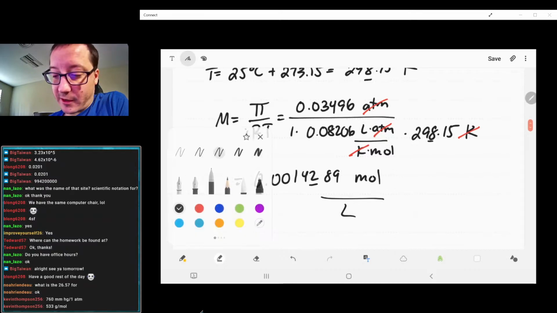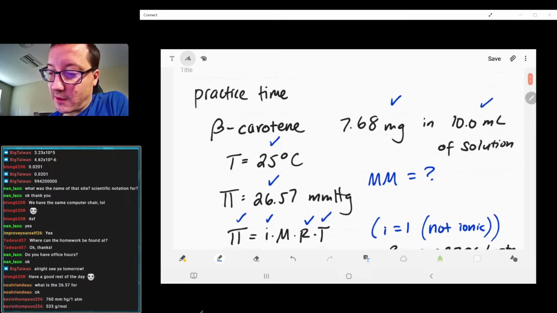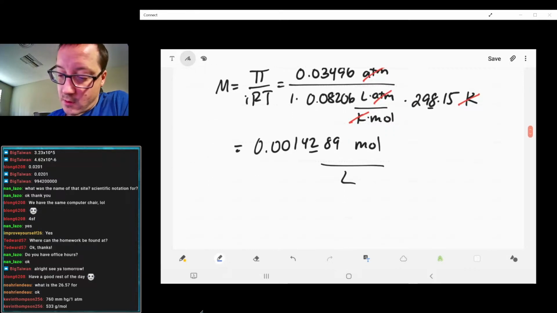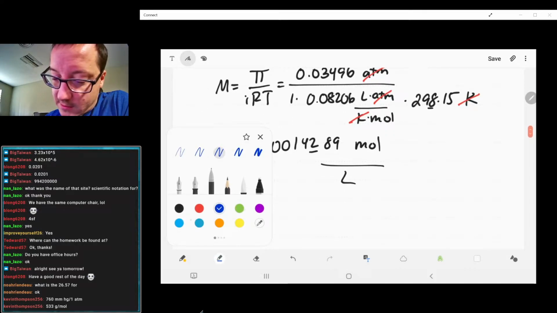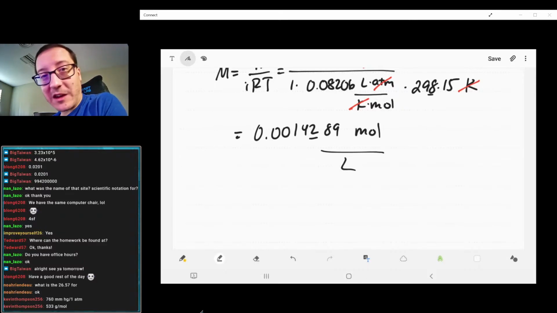So now that we figured out the molarity, what the heck are we going to do? If we look at the other information we're given with the problem, we are given a mass and a volume. So if we can go from mass per volume to moles per volume, that's going to be our molar mass, right? We know that some value is going to be our molar mass. So we're going to be able to use that mystery value to go from our 7.68 grams per 10 milliliters into this moles per liter.